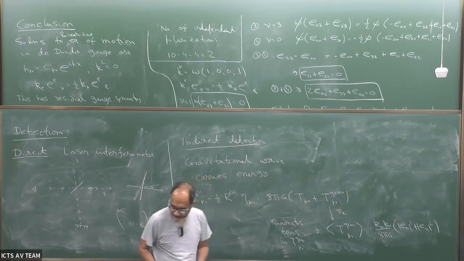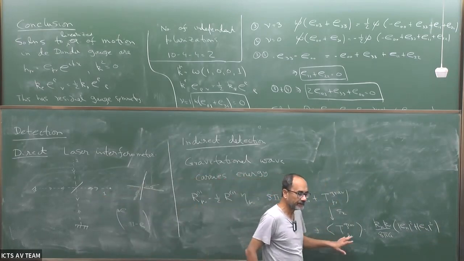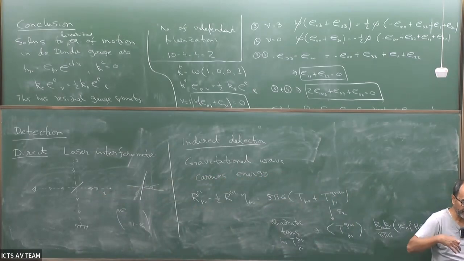Yes, I'll explain what this is. So you see, the gravitational field is fluctuating, right? It's space and time dependent. So if you actually calculate the energy momentum tensor, you will find that it has oscillation.